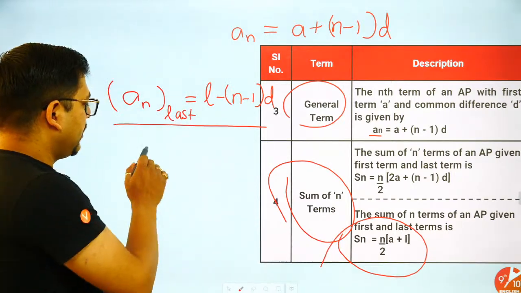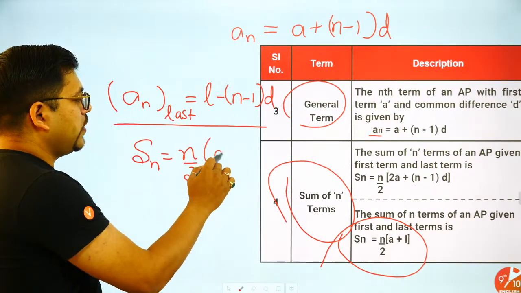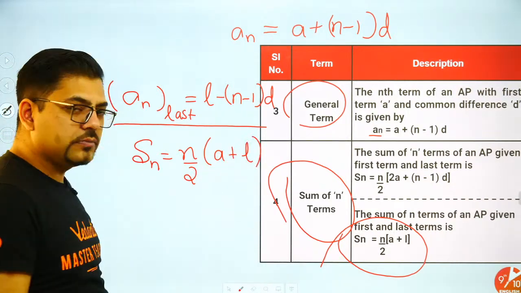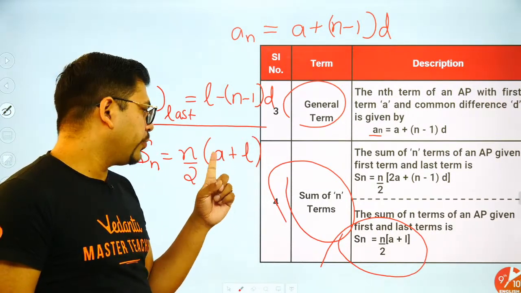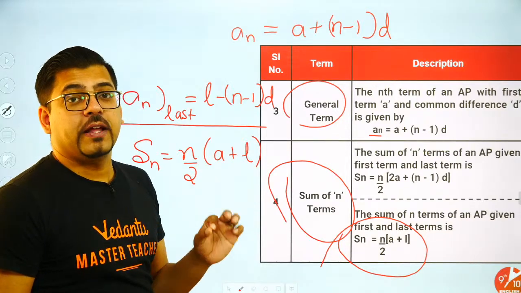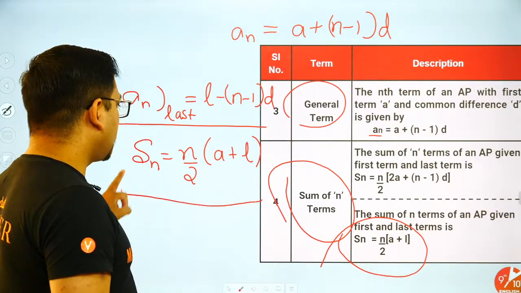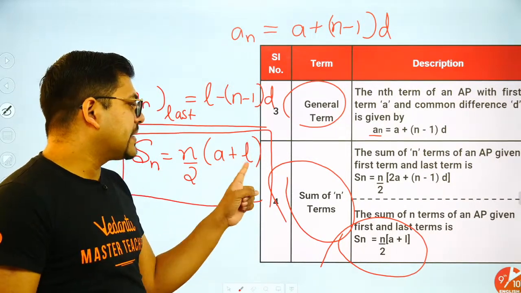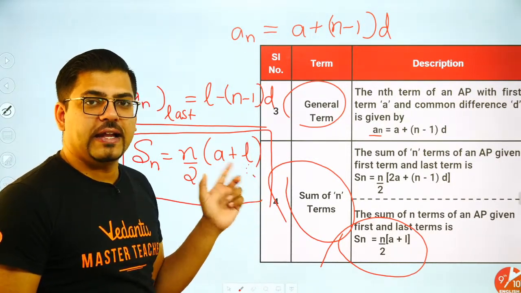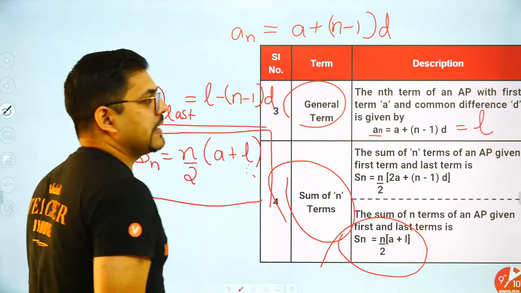Which formula? Sum of n terms of any AP is equal to n by 2 into a plus L. That is, n by 2, number of terms divided by 2, into first term plus last term. So if the last term is given to you, you shall always apply this formula only because this is much easier. Cool? And this last term L is nothing but the nth term. This nth term is also called the last term.